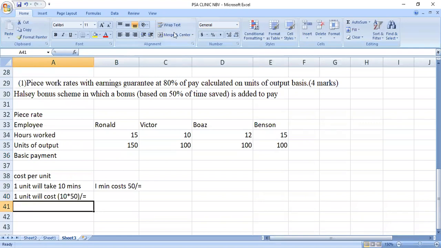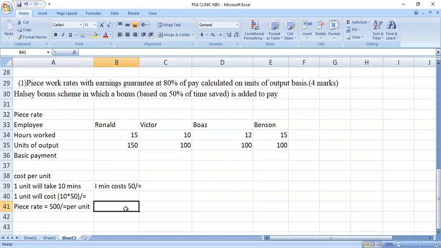Isn't it? 1 minute will cost 500. 500 what? 500 shillings. Yes. Okay. That is it. So we're saying, therefore, our piece rate is 500 shillings per unit. Simple as that. So that's your piece rate.